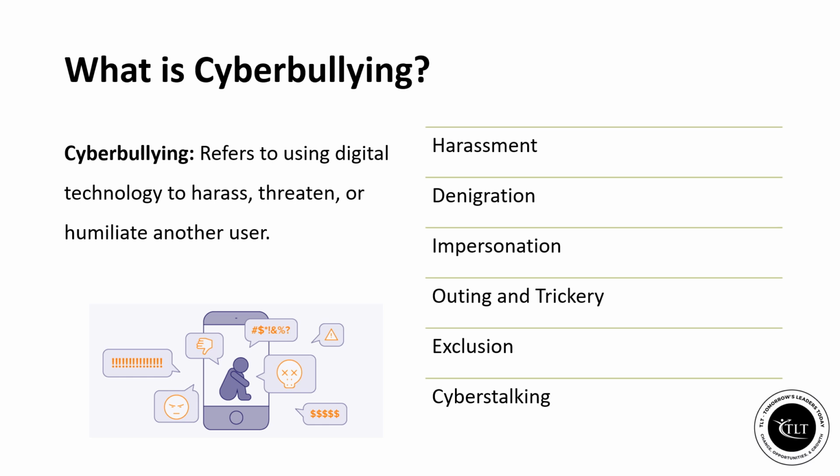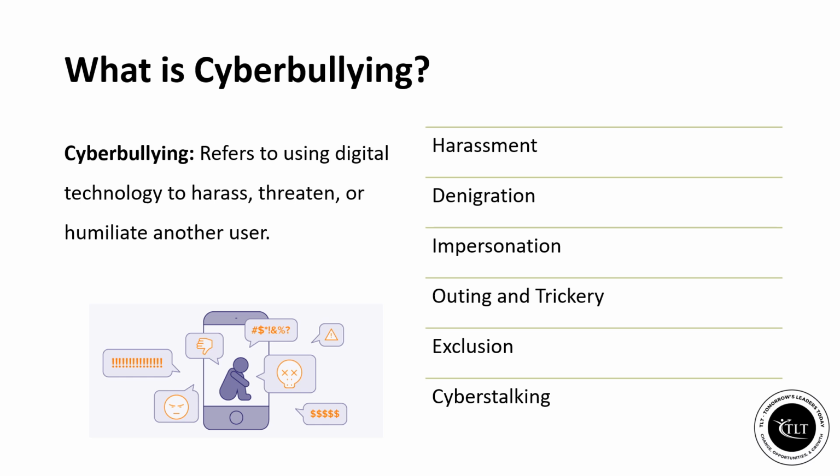Outing and trickery are two related forms of cyberbullying that involve manipulating and exposing someone's personal information or secrets without their consent. Outing refers to the act of publicly revealing someone's private, sensitive, or embarrassing information. Trickery involves deceiving someone into revealing personal information or secrets, which the perpetrator then shares publicly to embarrass or harm victims.